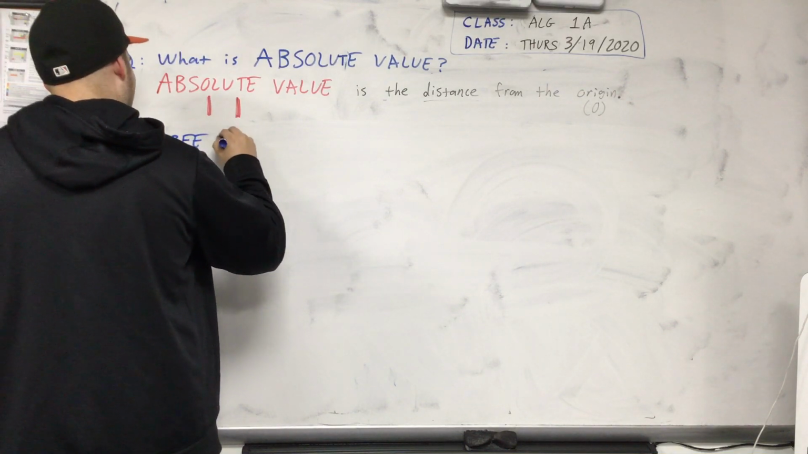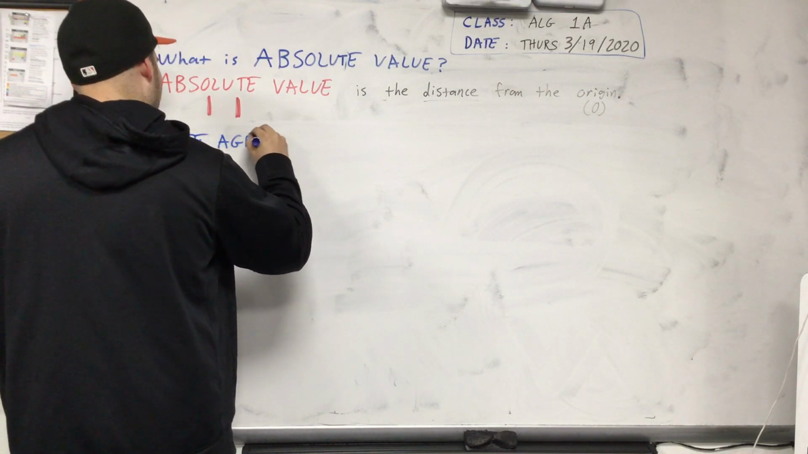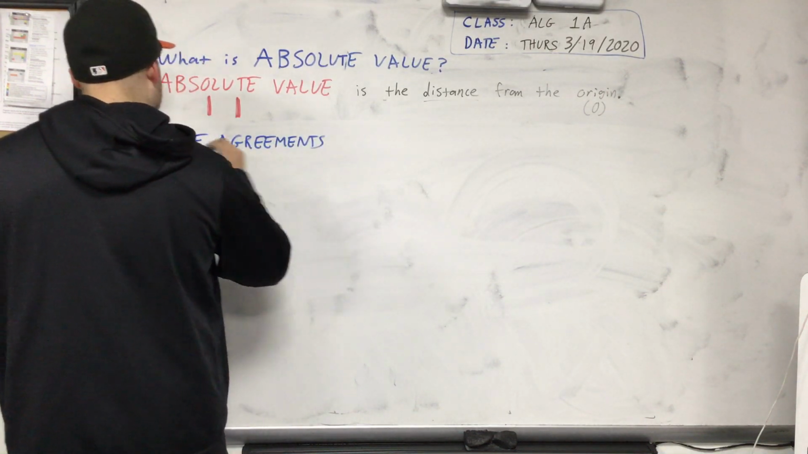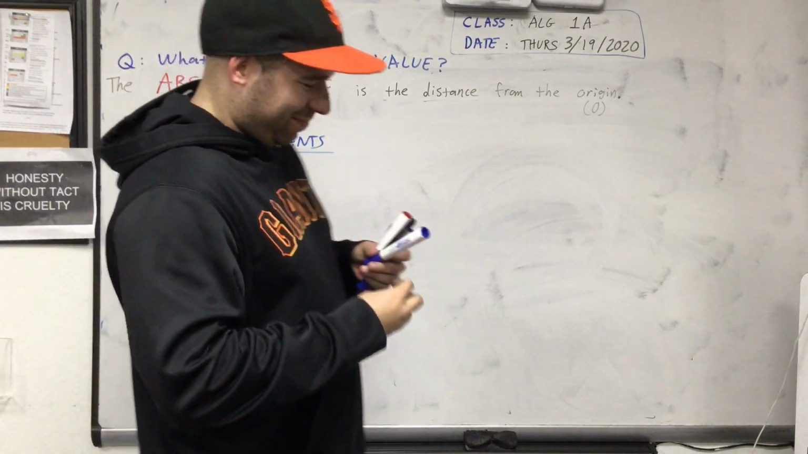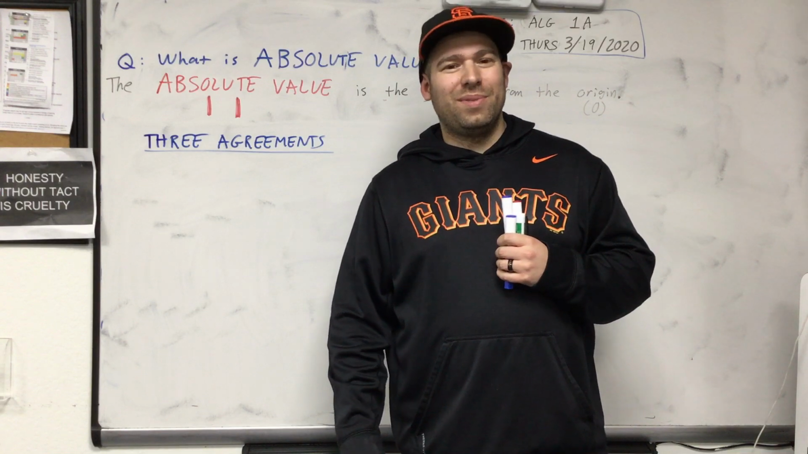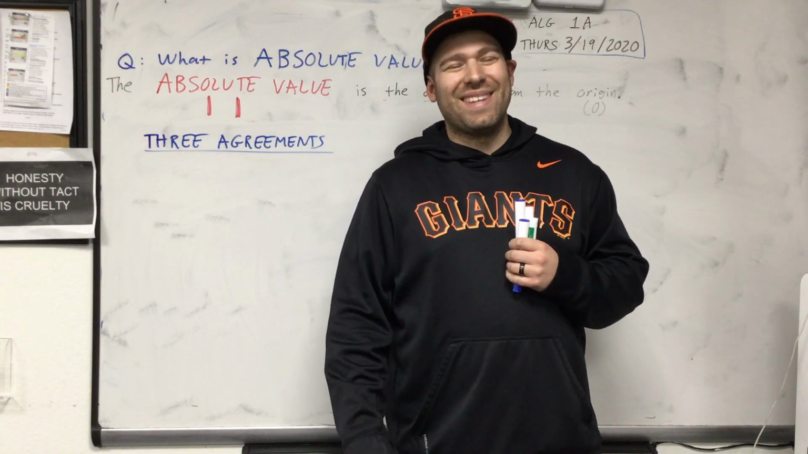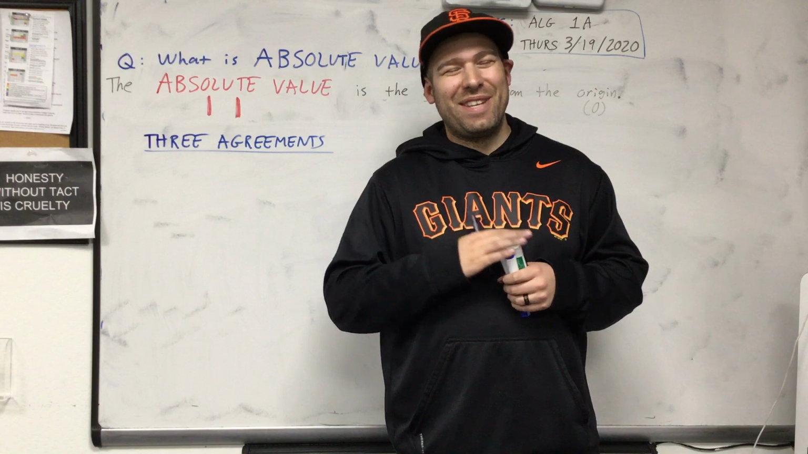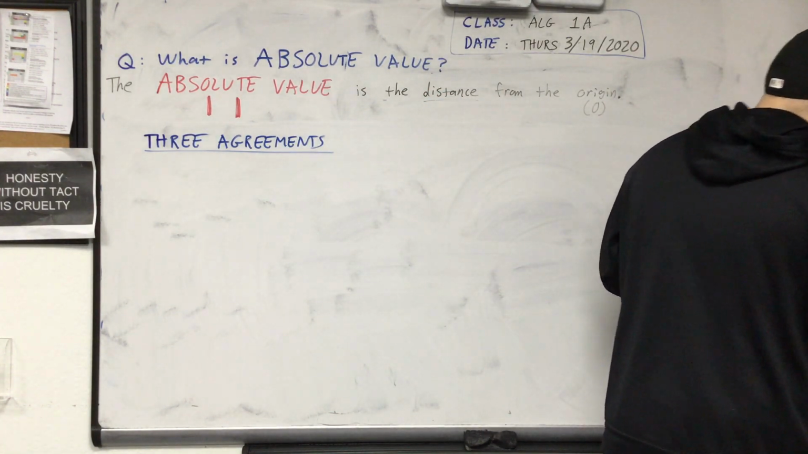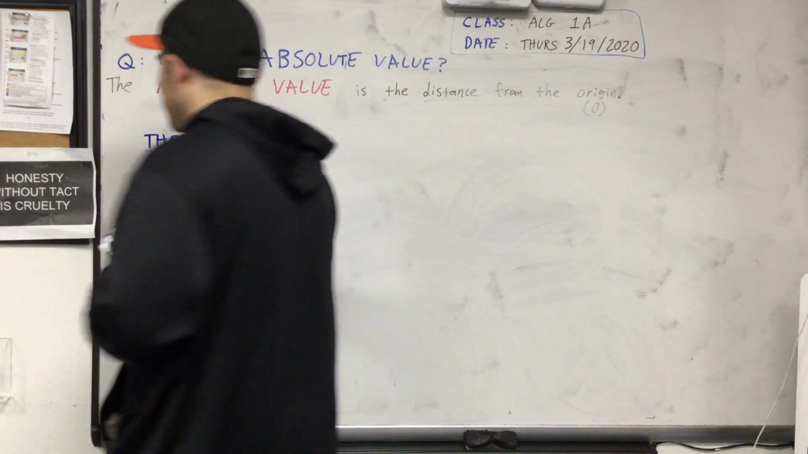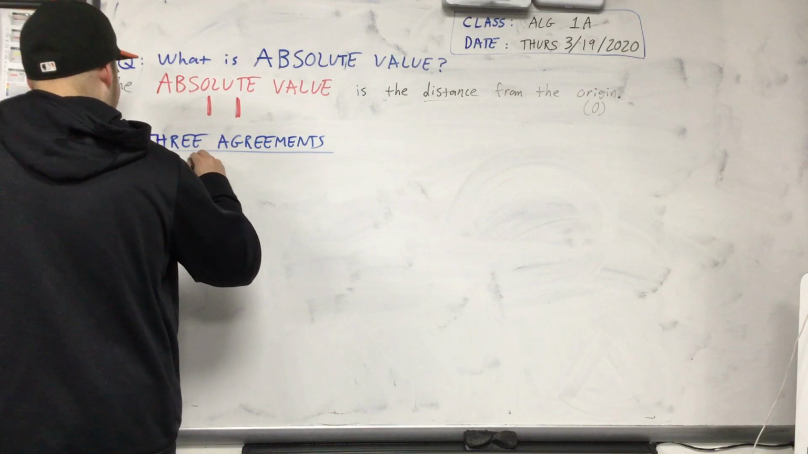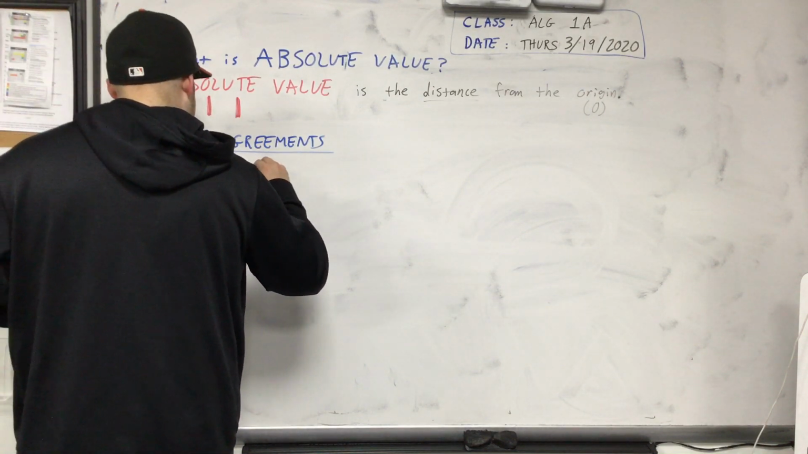Once again, go back to my story about the PE class that I had where the one classmate went 4 laps in the other direction. Does it matter? No, it doesn't matter. It's a little bit weird, but it doesn't matter because he just wanted to be different and go 4 laps in the other direction. So the most important one to understand is agreement number 1. There is no such thing as negative distance.